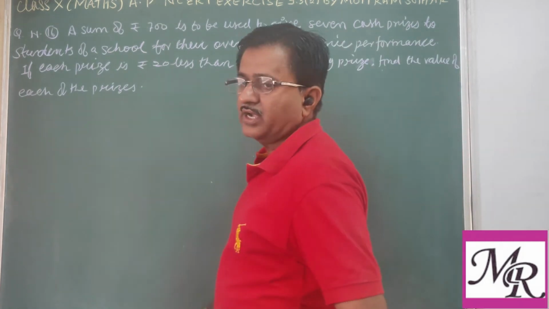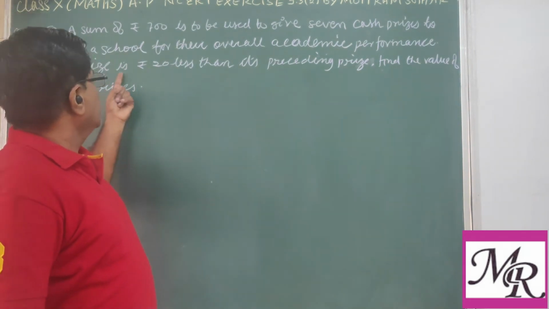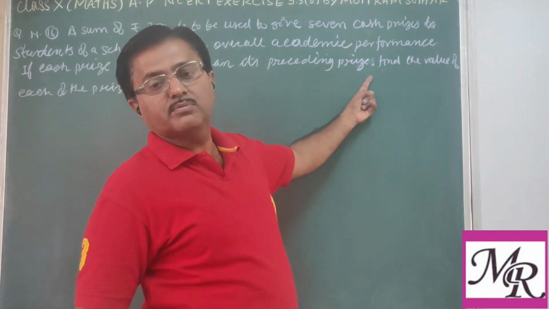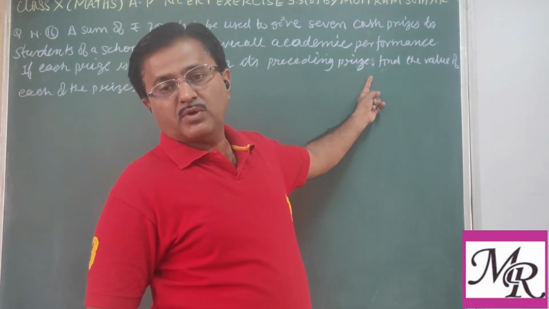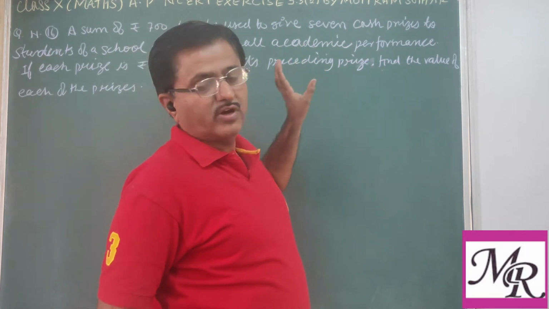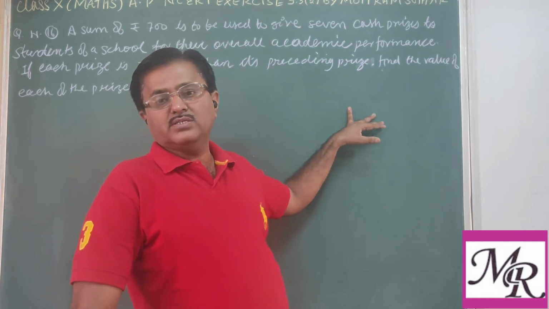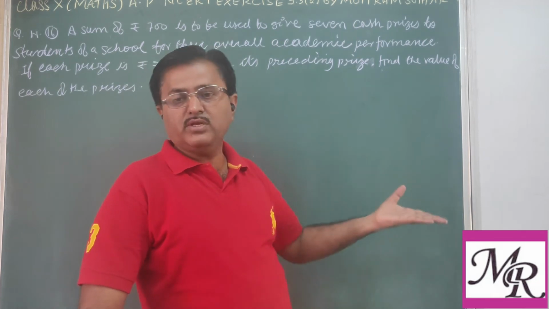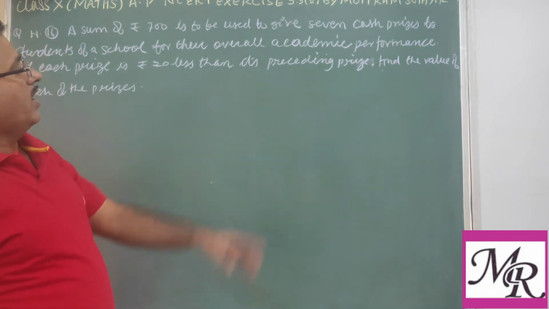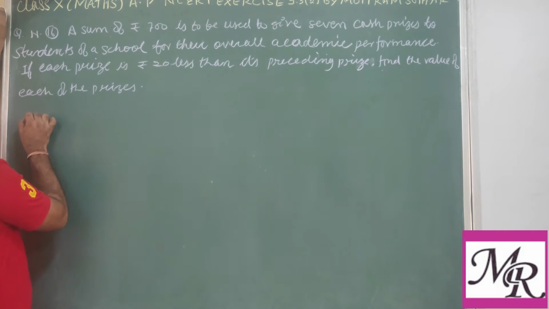Now the condition is that each prize is rupees 20 less than its preceding prize. Suppose the first prize is x rupees, then the next prize will be x minus 20, then the next will be x minus 20 minus 20, or x minus 40, and so on. Find the value of each of the prizes. So you can say here, the solution.